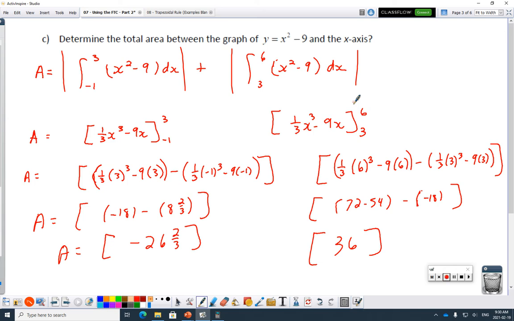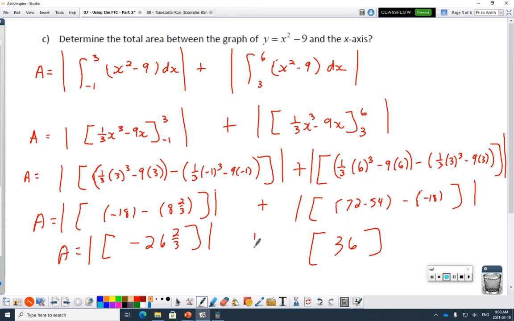I only want positives for my areas. So then this would have an absolute value around here, and I'm adding together with absolute value of this, and this would have absolute value, and I'm adding with absolute value of this. And then this now has an absolute value along with that. And so when I add those two together, I think I get 62 and 2/3, if I'm doing that in my head right. The absolute value of negative 26 and 2/3, positive 26 and 2/3, and add 36, 62 and 2/3.